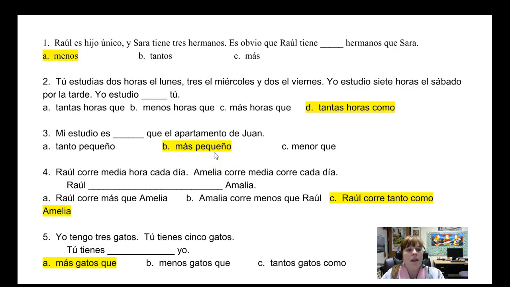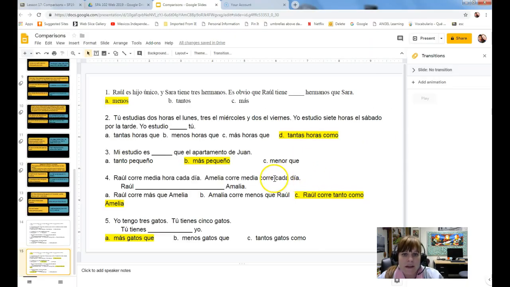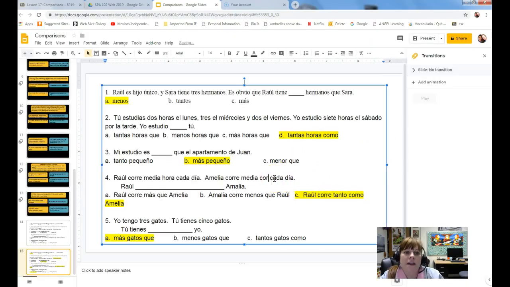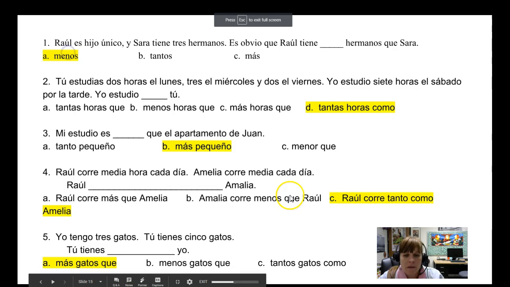Número 4. Raúl corre media hora cada día. Amelia corre media hora cada día. Raúl corre tanto como Amelia. So what it's saying is that Raúl runs half an hour each day. Amelia runs half an hour each day or every day. So Raúl runs as much as Amelia.